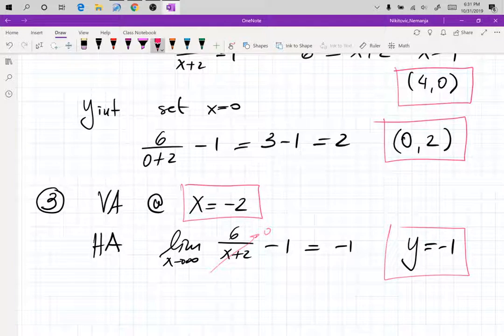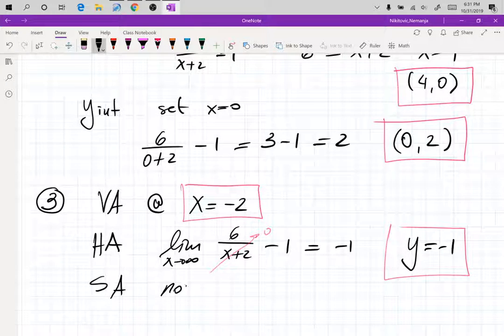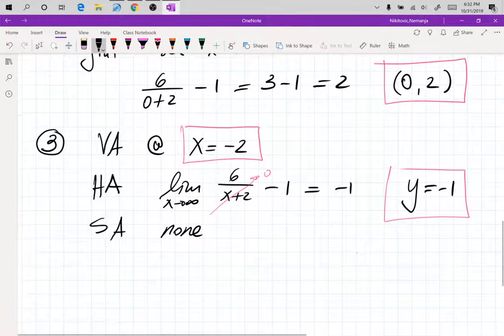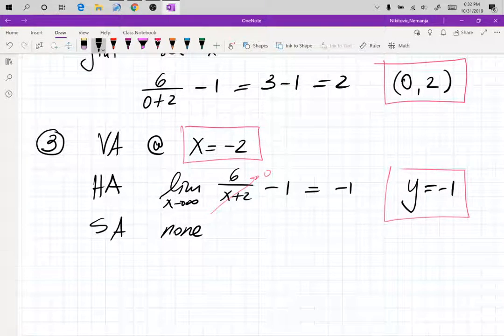So in some cases, for vertical asymptotes, you really don't have to do the limit. In some instances, you will have to do the limit. Now, for the horizontal asymptote, it's just fastest to do the limit and be done. Slant asymptote is none, because it is mutually exclusive with the horizontal asymptote. If you have one, you can't have the other.